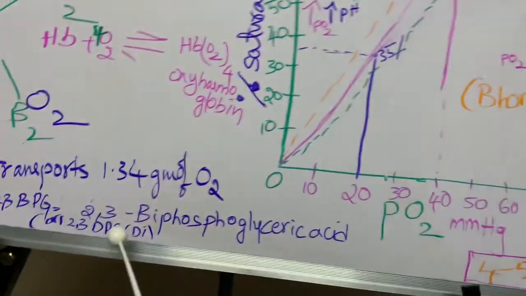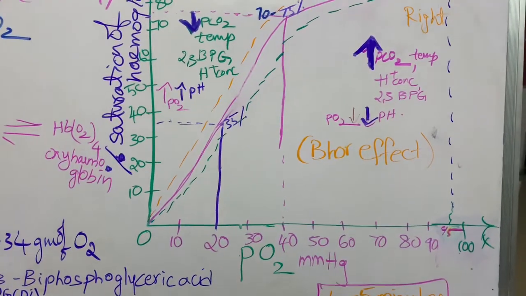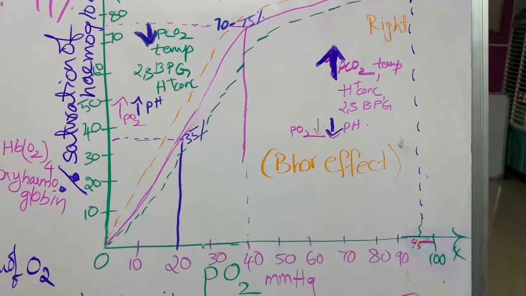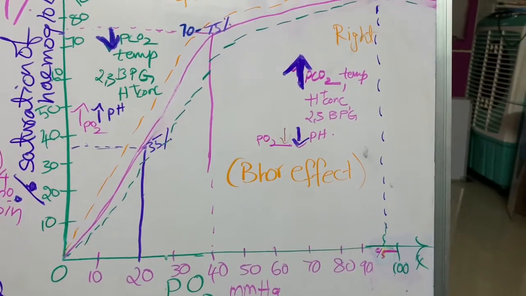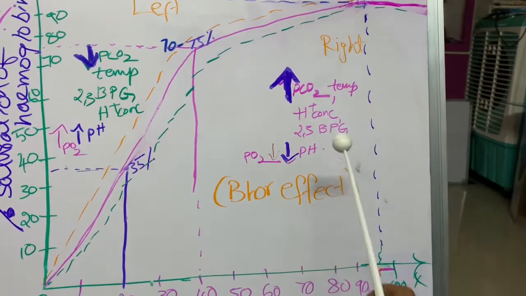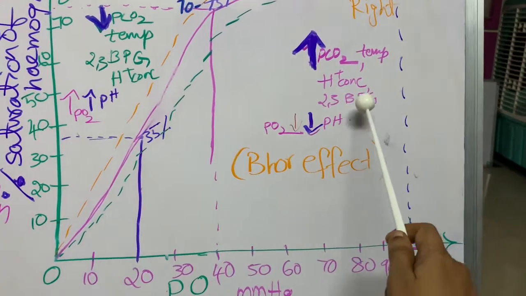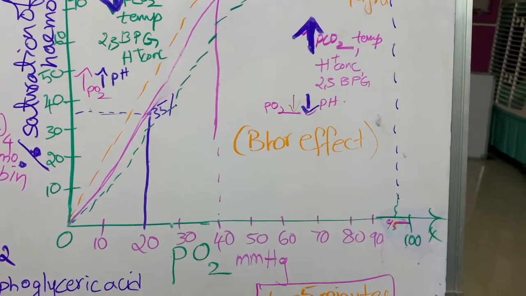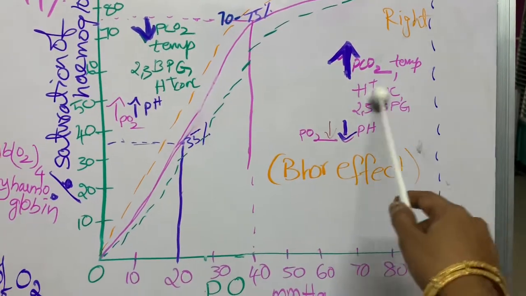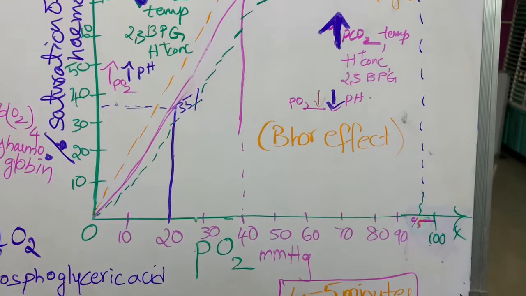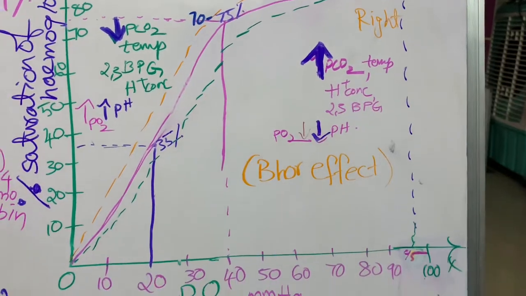2,3 BPG means 2,3 biphosphoglyceric acid. This is present in pregnant women at the placenta. It is not present in normal women; it is present only in pregnant women at the placental level. It is also useful for dissociation of oxygen at the placental level so that oxygen is available for the fetus. It is asked in NEET examinations, so even though it is not in your textbook, I am referring to it.